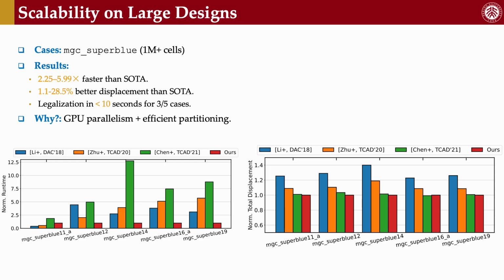When tested on large-scale designs from the modified ISPD 2015 benchmarks, our algorithm also performed excellently. It is about 2 to 5 times faster than the state-of-the-art methods and has about 1 to 28% better displacement. In 3 out of the 5 cases, we can complete legalization in less than 10 seconds. The combination of GPU parallelism and efficient partitioning enables this excellent scalability for large-scale designs.